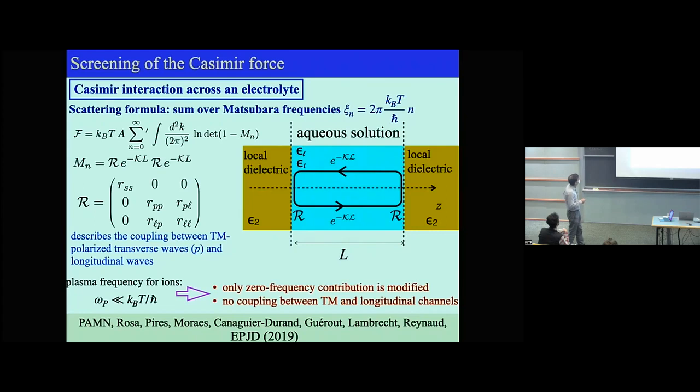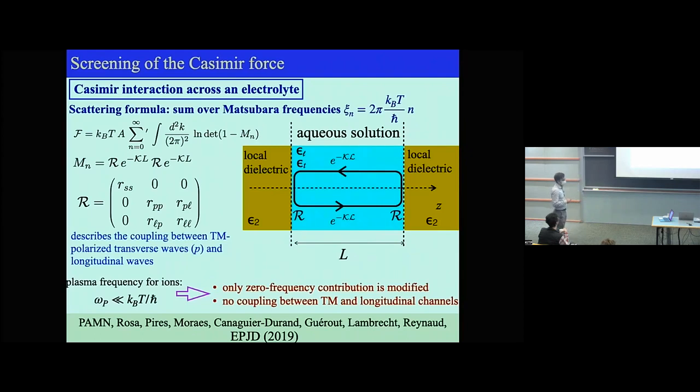And this longitudinal component, this L here, couples with transverse magnetic, the P polarization, as I reflect at the interface. And then I can use this scattering formula to find the free energy in terms of this round trip matrix, the matrix that describes how the fluctuations propagate back and forth, with two reflections and one propagation on each side.